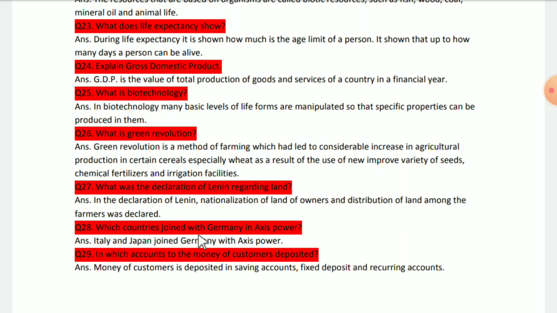Which countries joined with Germany in Axis power? Italy and Japan joined Germany in Axis power. In which accounts is the money of customers deposited? Money of customers is deposited in saving accounts, fixed deposit and recurring accounts.